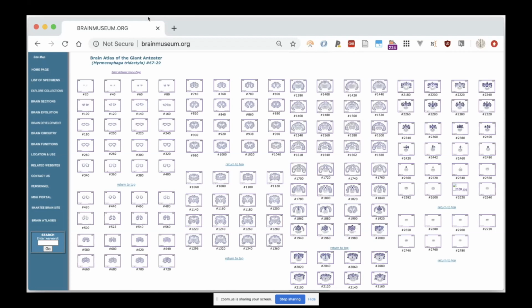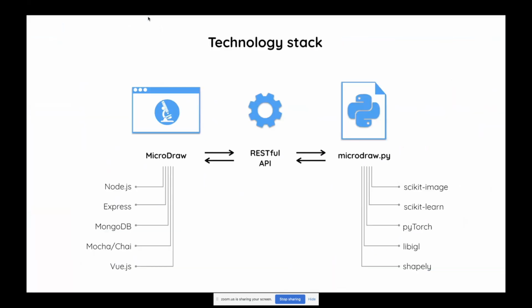And I will show you our current histological technological stack. There's the MicroDraw website, which we use for the collaborative annotation and visualization of the data. And then through the RESTful API, we can connect it to microdraw.py, which relies on several open source packages for machine learning, deep learning and geometry processing.